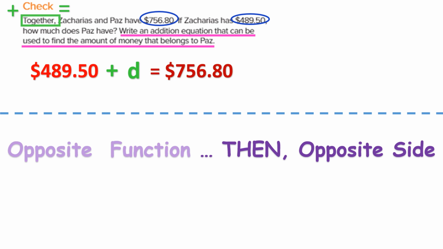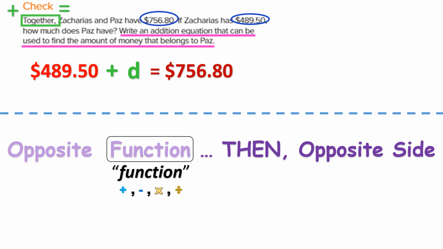So what do we mean by functions? Well, in math, we have four basic functions. We have adding, subtracting, multiplying, and dividing. All right, well, what about the term opposite? If it's an opposite function, well, opposite means which ones usually go together.